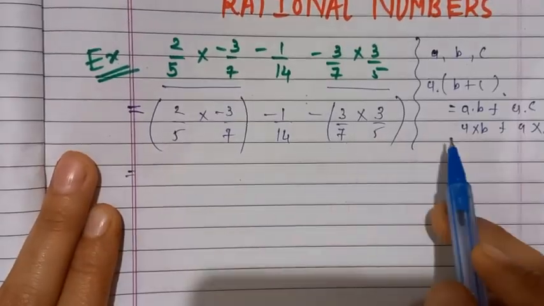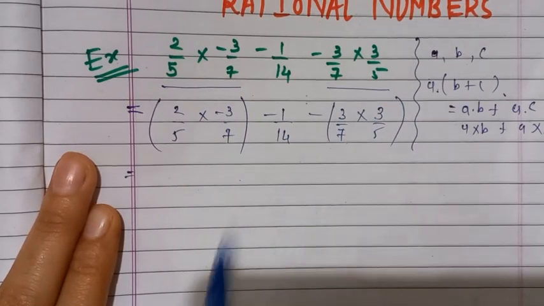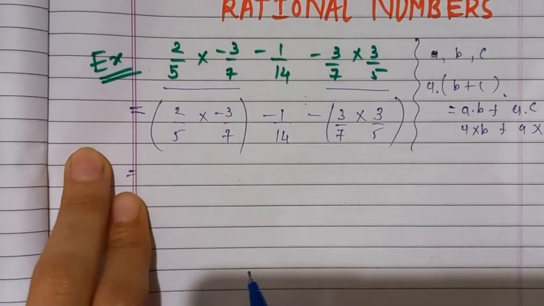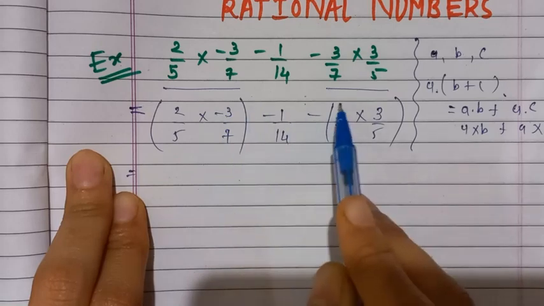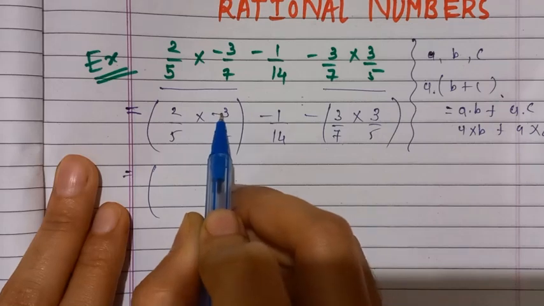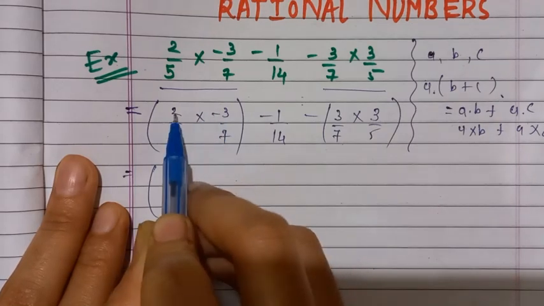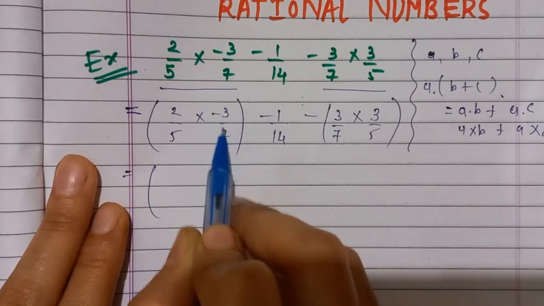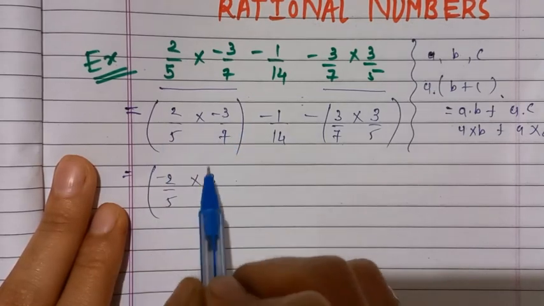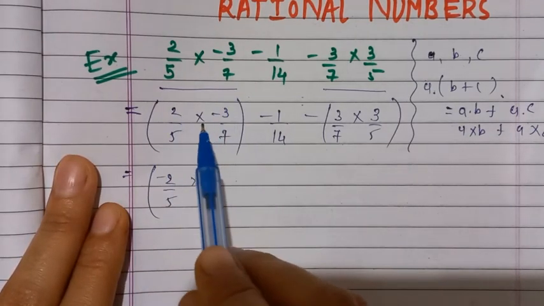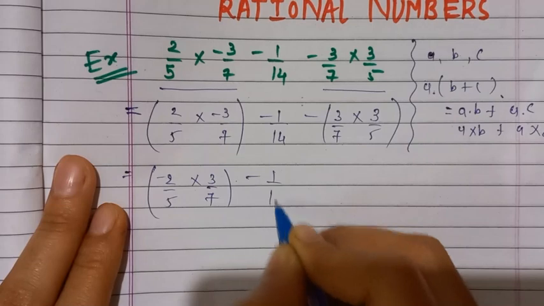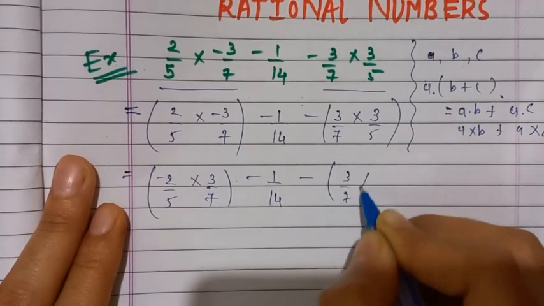Now let's first see commutativity. Here you can see 3 by 7 and 3 by 7, but here is minus 3, so we can apply this minus sign to the 2, and this minus 3 will convert into 3. So minus 2 by 5, because the answer will not change. 2 into minus 3 is minus 6, and minus 2 into 3 is also minus 6. Then 3 by 7 minus 1 by 14, 3 by 7 and 3 by 5.